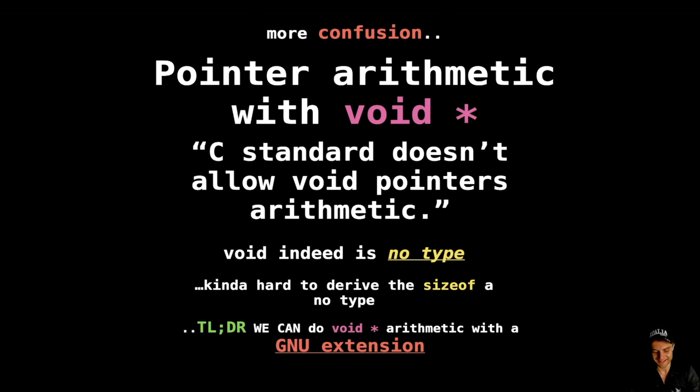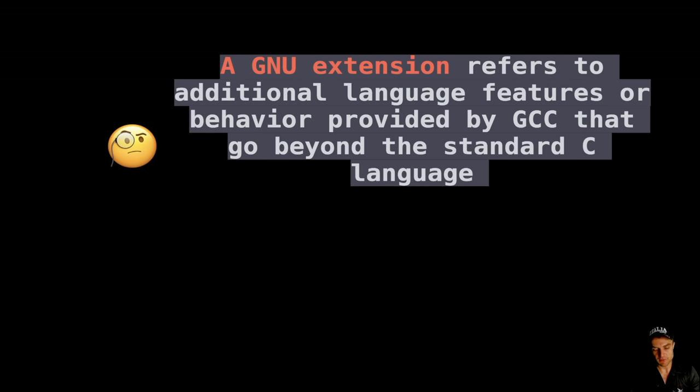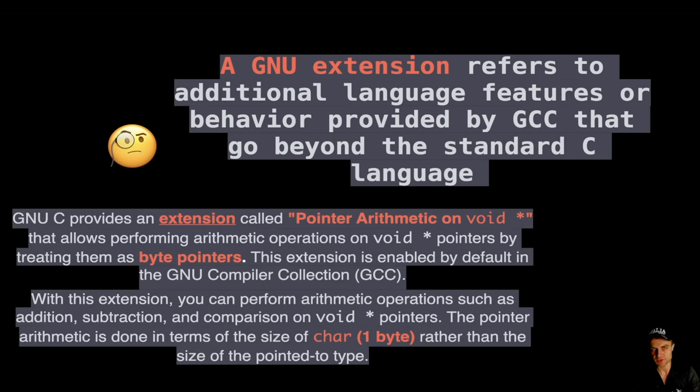Long story short, we can do pointer arithmetic with void pointers. What is going on here, my friend? Well, we have a GNU extension that can explain better. A GNU extension refers to additional stuff that you can do, additional features you can perform with the language beyond the standard C. In this case, we have an extension which is called pointer arithmetic on void pointers. Long story short, we are gonna treat a void pointer as a pointer to a byte. This makes sense, right? Because when we have a void pointer, we are implying that we have a pointer to a byte. I just have a generic pointer to a byte.